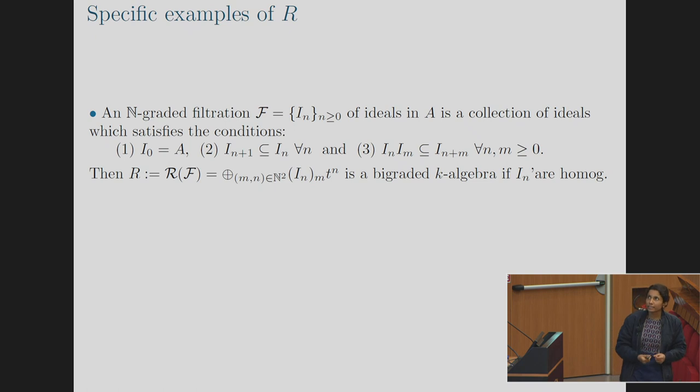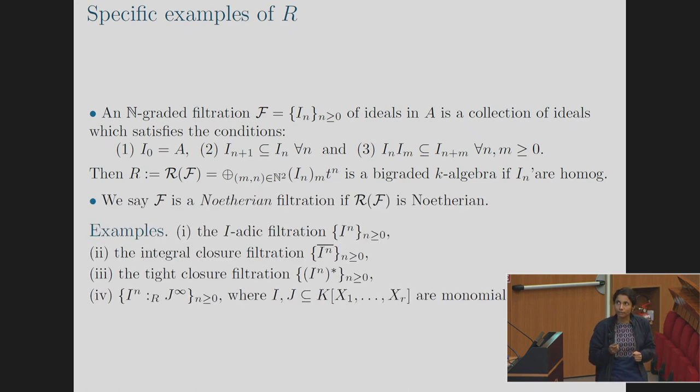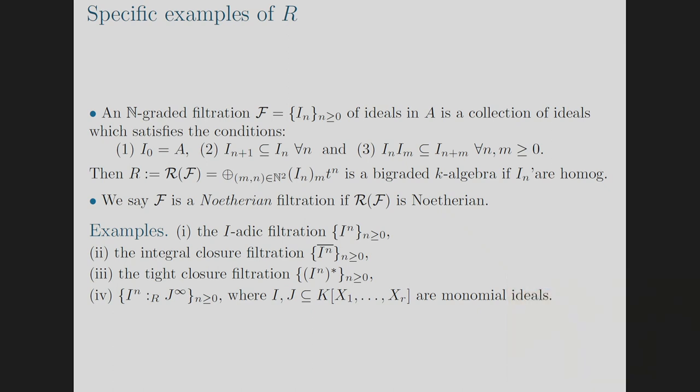An N-graded filtration is a decreasing collection of ideals which satisfies this property. And the associated Rees algebra is given in this manner. It has a bigraded structure if all these ideals are homogeneous ideals in A. With this, if we further assume that the Rees algebra is Noetherian, then this filtration is called a Noetherian filtration. Examples are the adic filtration, integral closure filtration, tight closure filtration, and this generalized symbolic power filtration. And also there are many more symbolic power filtrations which are Noetherian under certain conditions.